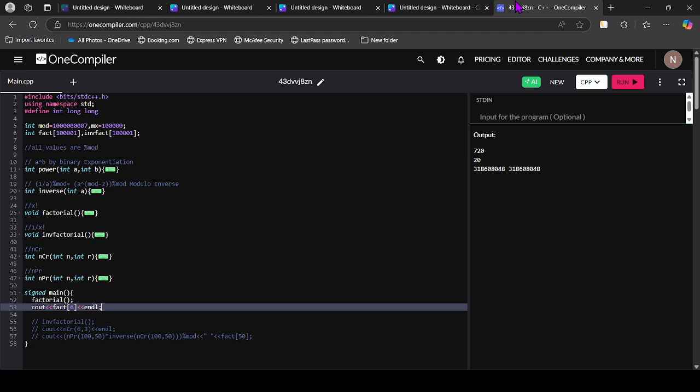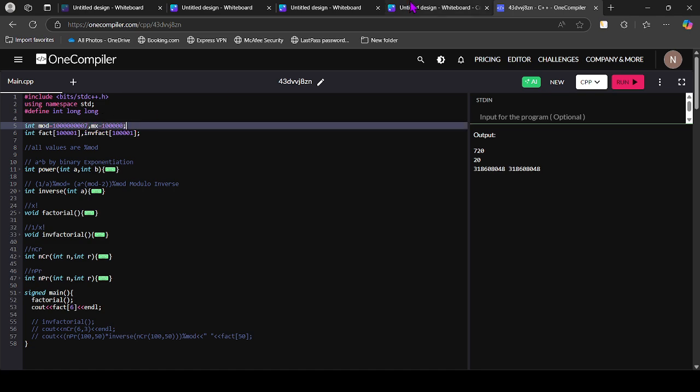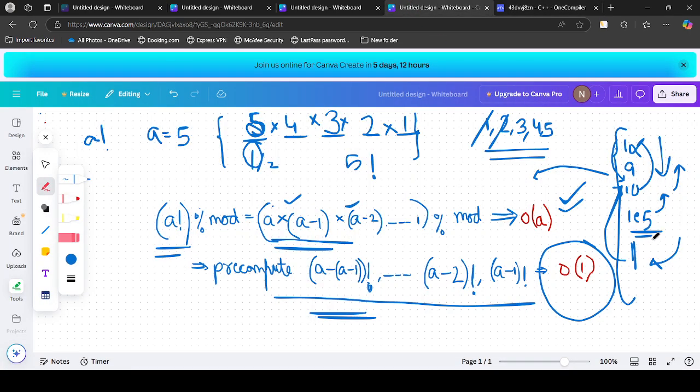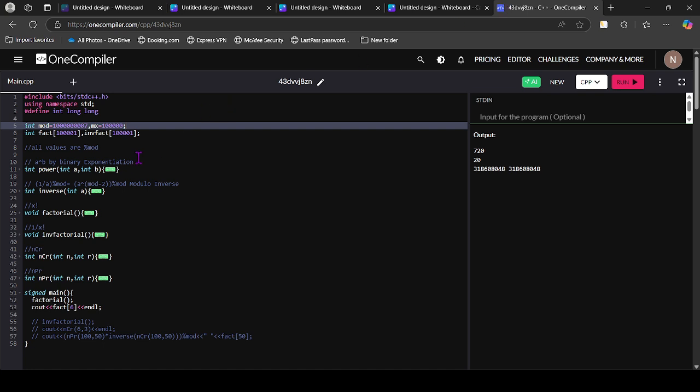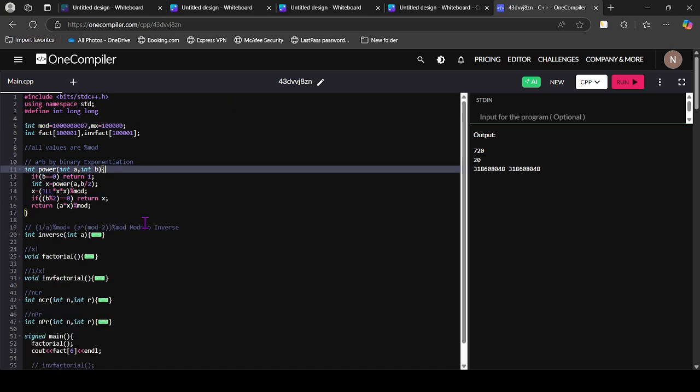So let's check the code. For example, the modulus value is 10^9 plus 7. This is a prime, and the maximum value is 10^5. Let's assume that this is the maximum value. And we are trying to find a power b by binary exponentiation.